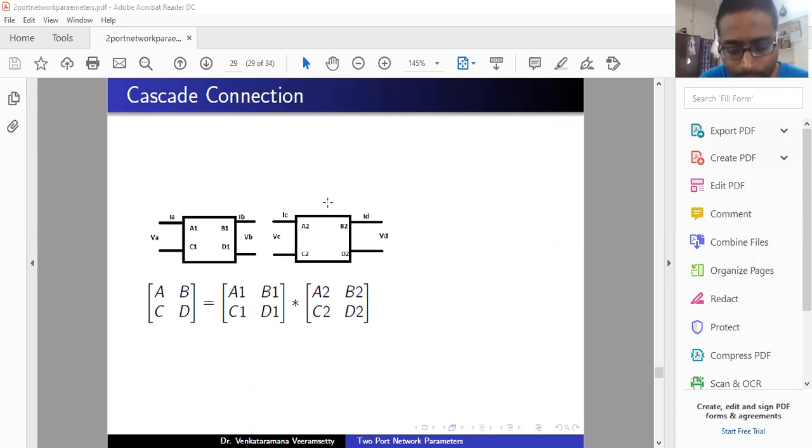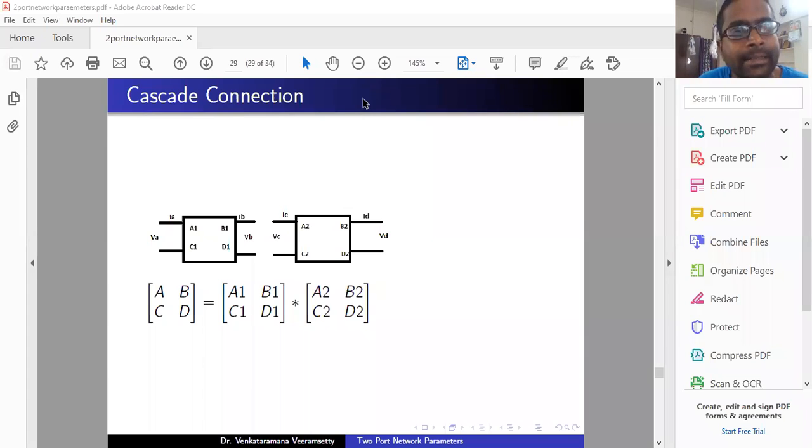I will repeat once again. Let's assume I have two-port networks, and for each two-port network, I know the two-port network parameters. Now, I am going to interconnect the two-port networks. How I am interconnecting, we are going to discuss. That may be a cascade connection, or a series connection, or a parallel connection. But let us assume I am trying to interconnect two-port networks whose two-port network parameters are known.